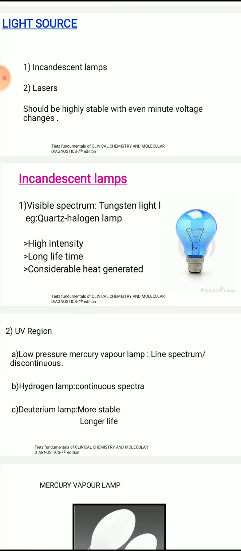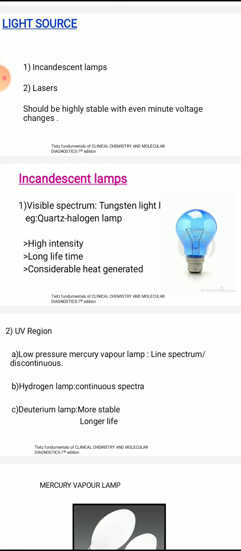Light source. There are two main types of light source used: incandescent lamps and lasers. The light source should be highly stable even with minute voltage changes.